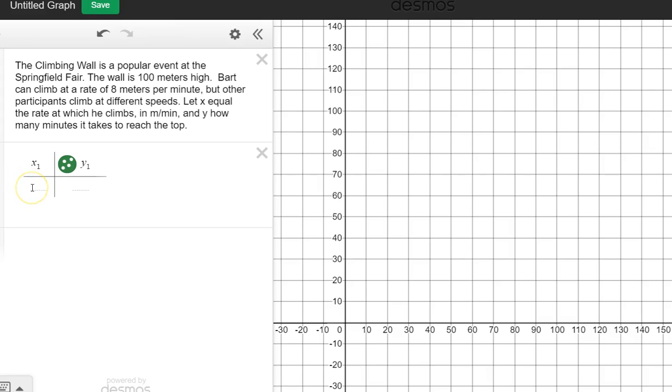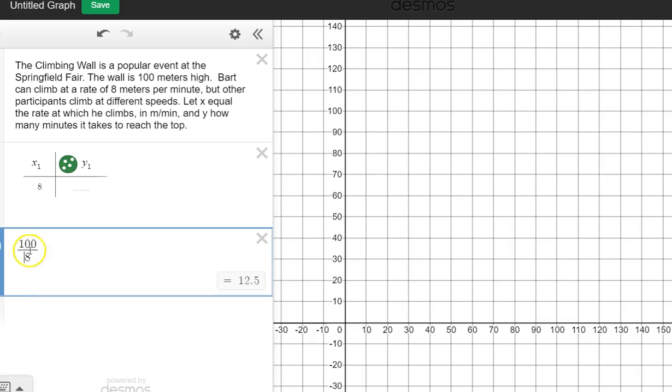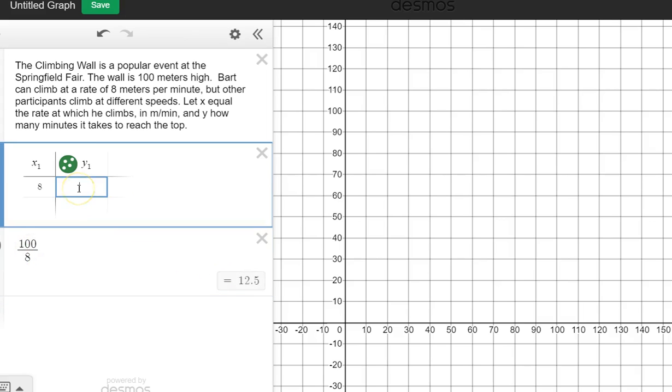So let's put in his rate, 8 meters per minute. If it takes him 100 meters to reach the top, I'm going to go down here and write 100 divided by 8. I think I have to put an equal sign in. Nope, 12.5. So it takes him 12.5 minutes to reach the top. So we've got that plotted where the x-axis equals the rate and the y-axis is the number of minutes it takes to climb to the top.